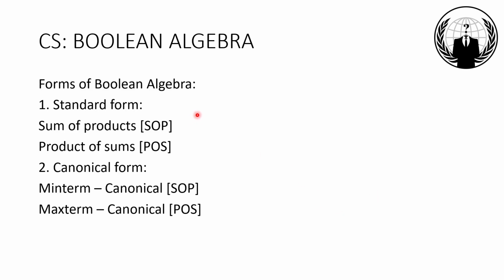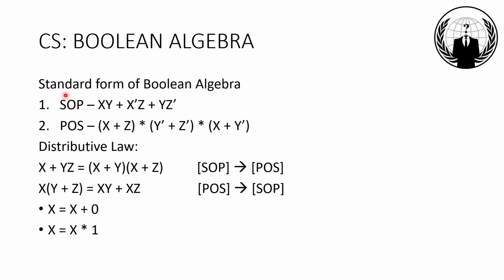Now here is the topic, forms of Boolean algebra. As I have been saying, sum of products and product of sums are the forms of Boolean algebra. There are two forms, standard form and canonical form. We will be dealing with standard form in this video. So sum of products and product of sums are part of the standard form of Boolean algebra. Sum of products means the individual terms will be in the form of products and overall they will be connected by sum. And in product of sums, the individual terms will be in the form of sums and they will be connected with each other by the product.